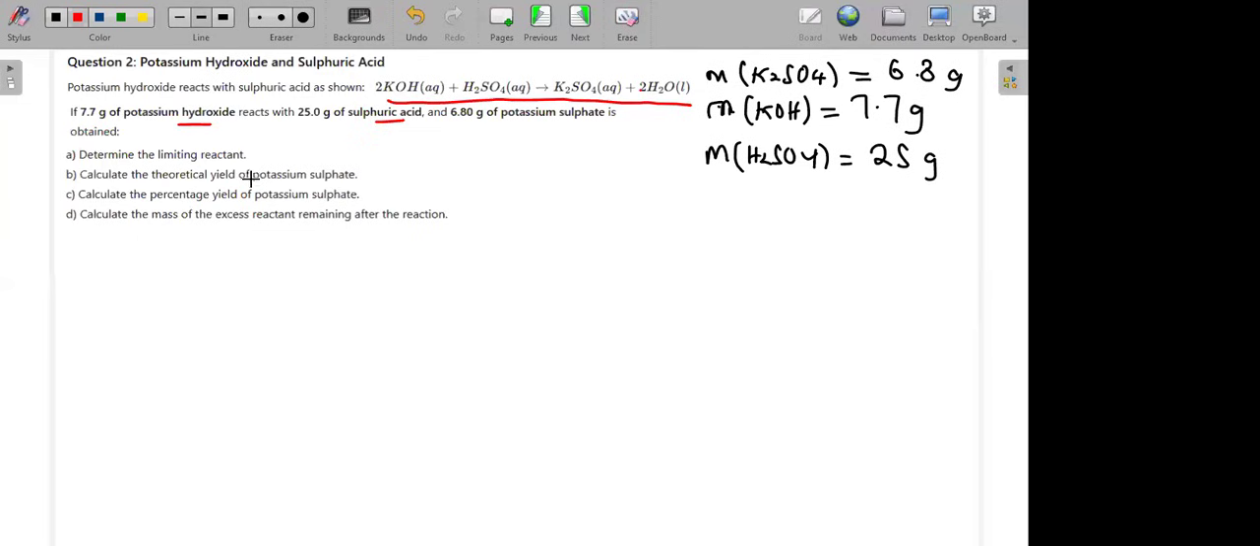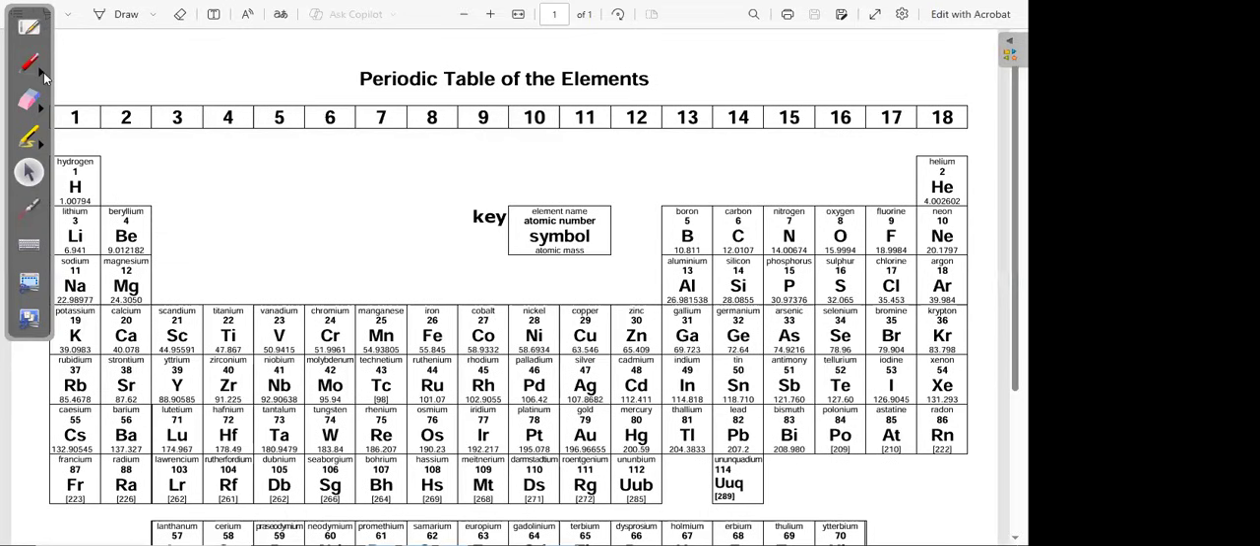So to determine the limiting reactant, let's find the moles of these reactants. I'm going to say moles of potassium hydroxide will just be equal to the mass, 7.7 grams, divided by the molar mass of potassium hydroxide. So what is the molar mass of potassium hydroxide? You go to your periodic table, you get the molar mass. Let me just show the periodic table somewhere here.